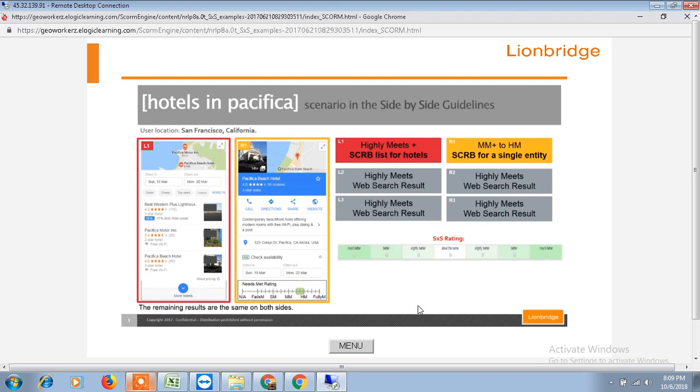Let's look at the side-by-side rating. Remember, side-by-side rating is where we try to decide which side has the best set of results and why. I'm using color blocking to help distinguish between the different types of results. When determining a side-by-side rating, you don't just look at the needs met rating. You also look at the different types of results on each side. The difference between the two sides is between the two SERBs at the top, L1 and R1.